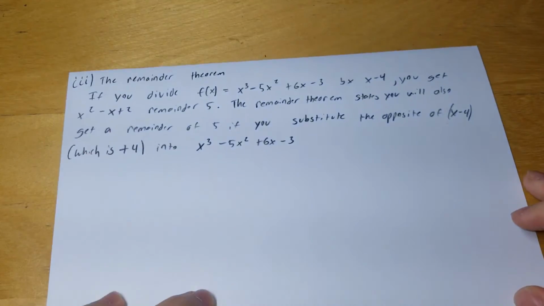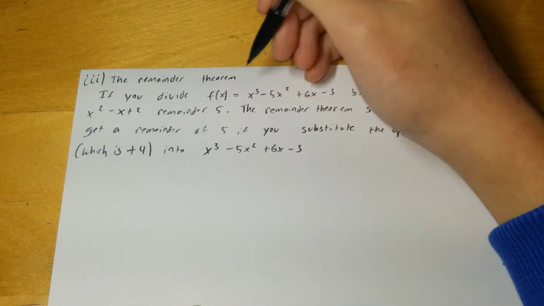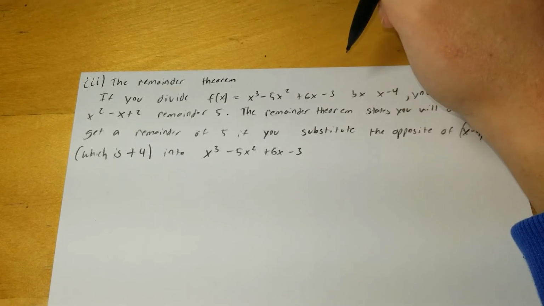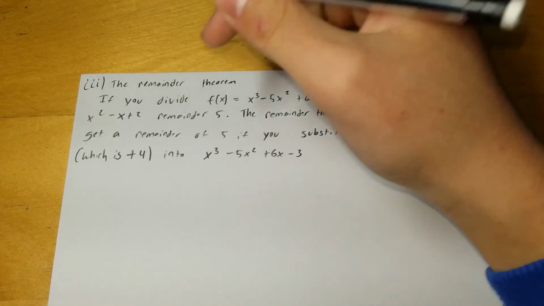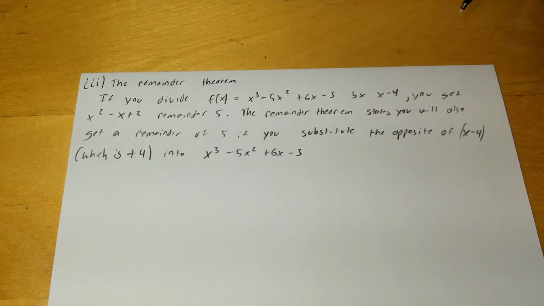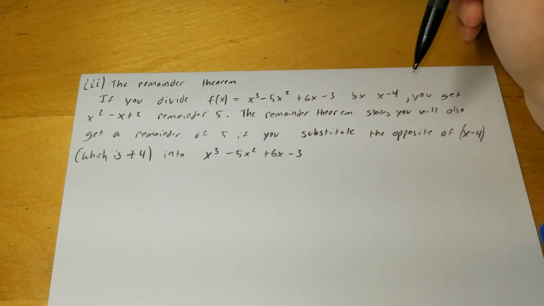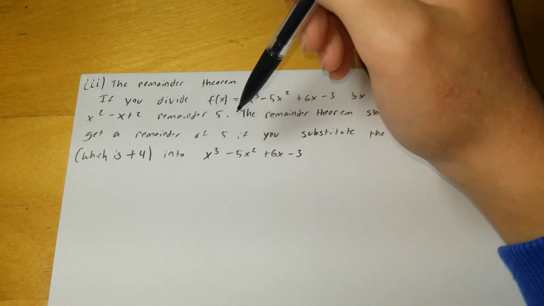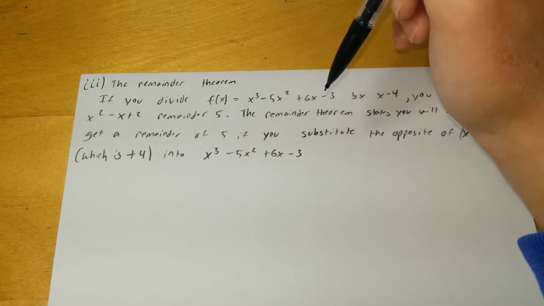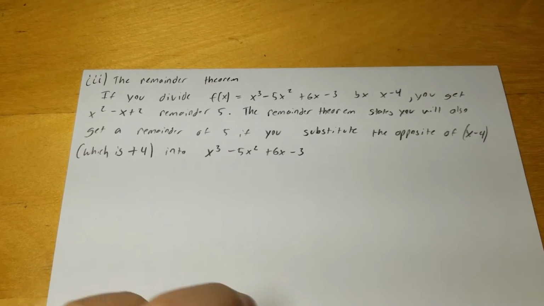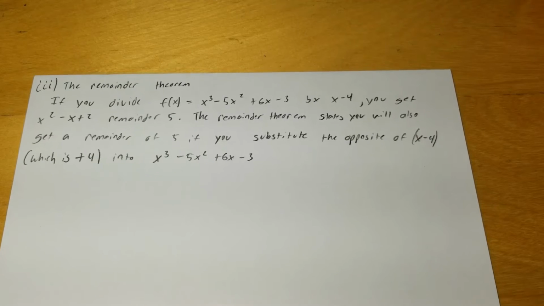Moving on, the remainder theorem. If you divide f(x) equals x cubed minus 5x squared plus 6x minus 3 by x minus 4, you get x squared minus x plus 2, remainder 5. The remainder theorem states that you will also get a remainder of 5 if you substitute the opposite of x minus 4, which is positive 4, into x cubed minus 5x squared plus 6x minus 3. So this is just basically plugging in.